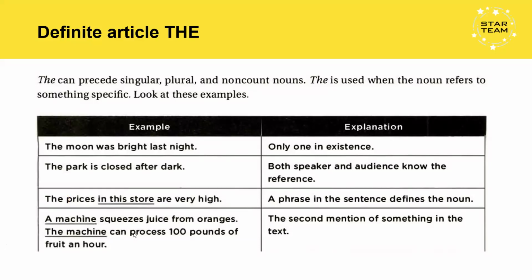Okay, the next. A machine squeezes juice from oranges. The machine can process 10 pounds of fruit an hour. So at first, a machine was mentioned for the first time. That's why we use "a." And then in the second sentence, we are talking about the same machine. So that's why we use "the" before machine. The machine can process 10 pounds of fruit an hour. The second mention of something in the text.